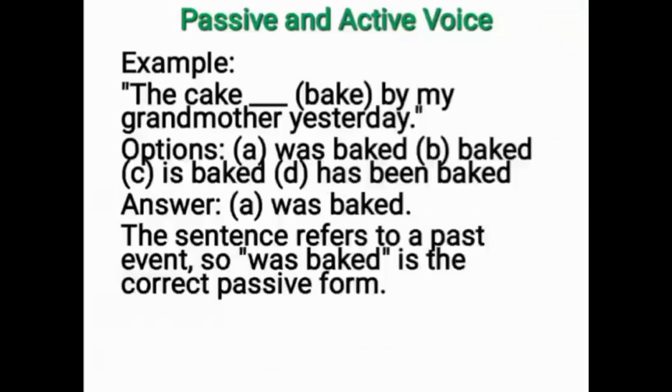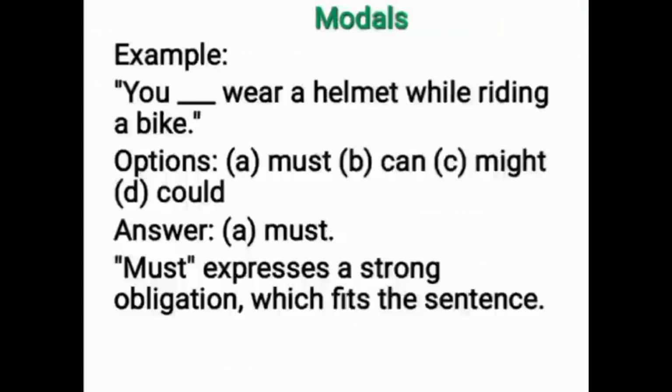Passive and active voice. The cake dash by my grandmother yesterday. The answer here is was baked, because it is past. Yesterday is past. So the cake was baked by my grandmother yesterday. The sentence refers to a past event. So was baked is the correct passive form.